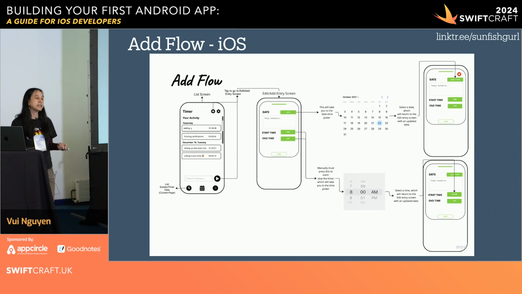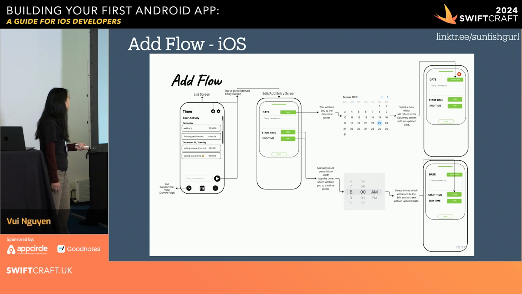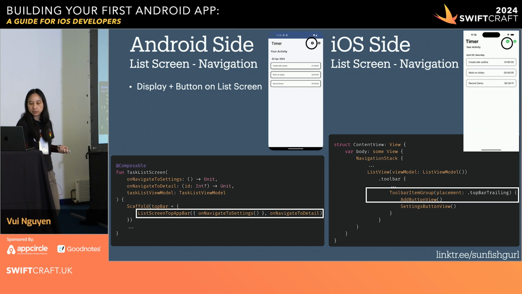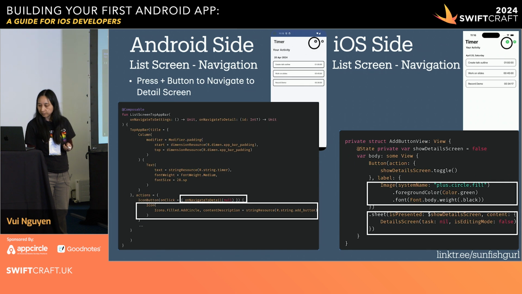And the add flow is the same for iOS. The difference here is the controls for the date and time pickers are iOS specific for these wireframes. So the first step of the add flow is to display the plus button on the list screen. We will be using the plus button to navigate to the detail screen. So on Android, we create a custom icon to display the plus button. And on iOS, we take advantage of the built-in system symbol.